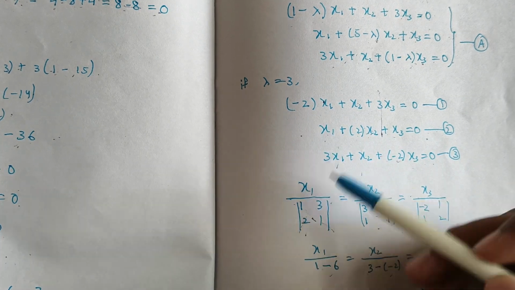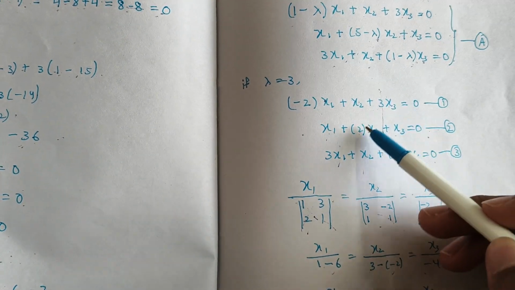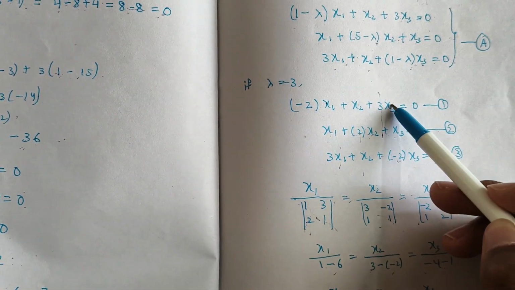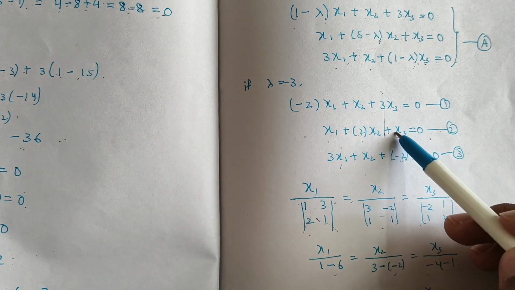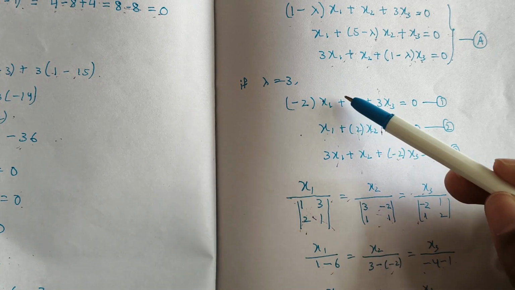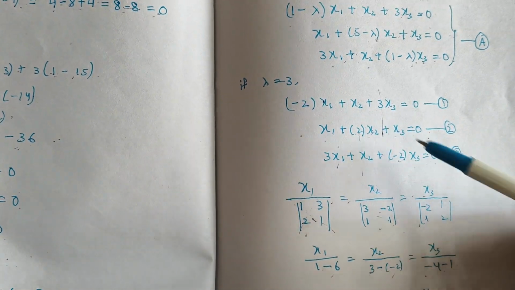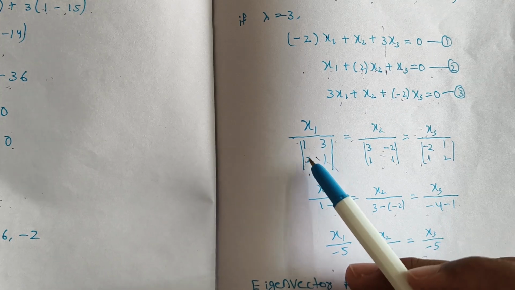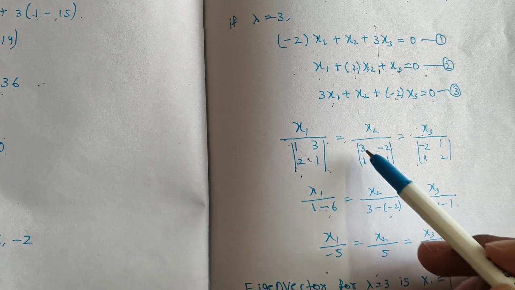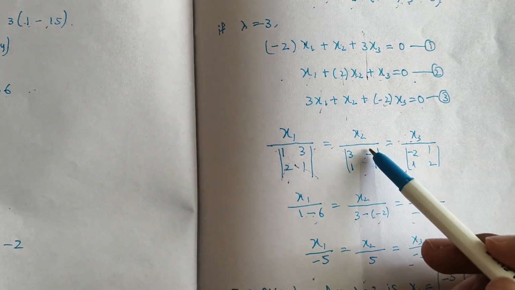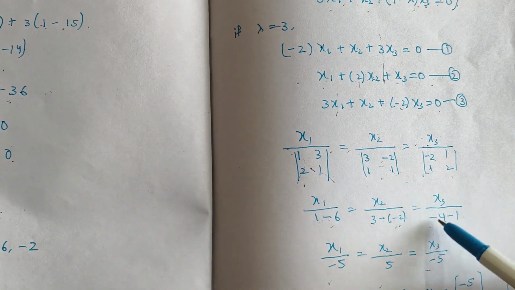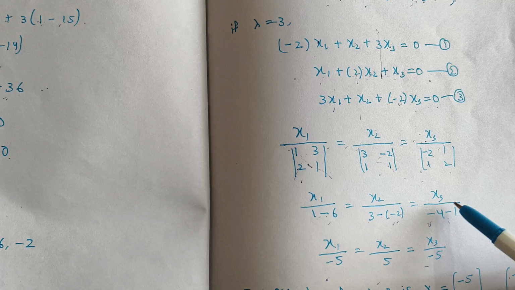x1 divided by [1 3; 2 1] equal to x2 divided by [3 minus 2; 1 1], then x3 divided by [minus 2 1; 1 2]. Then x1 divided by 1 1 is 1 minus 3 2 is 6. x2 divided by 3 1 is 3 minus of minus 2 into 1, minus 2. x3 divided by minus 2 into 2, minus 4, minus 1 into 1, 1.